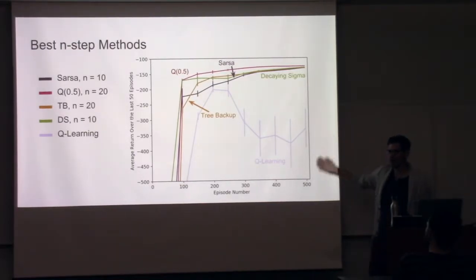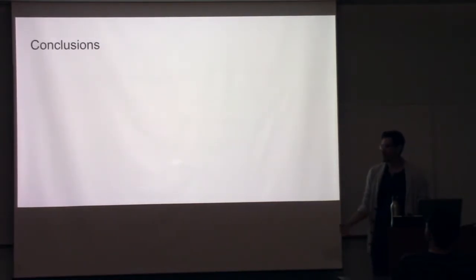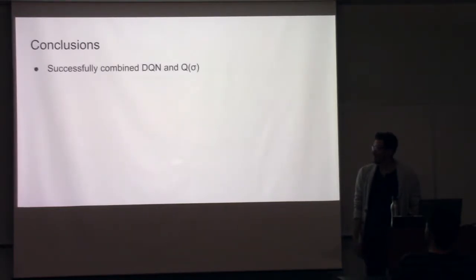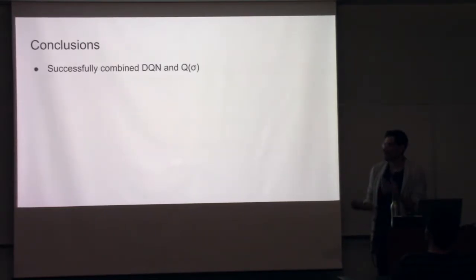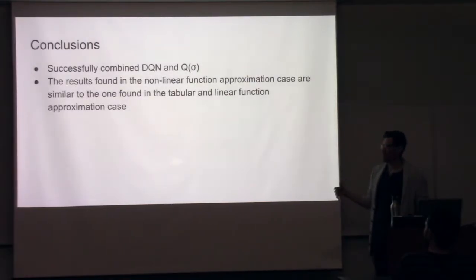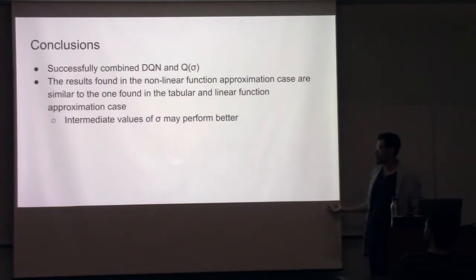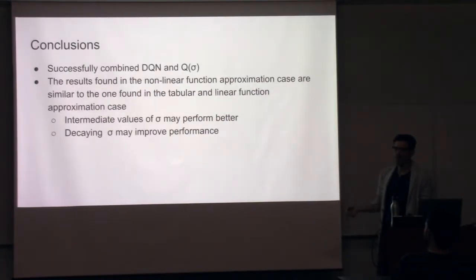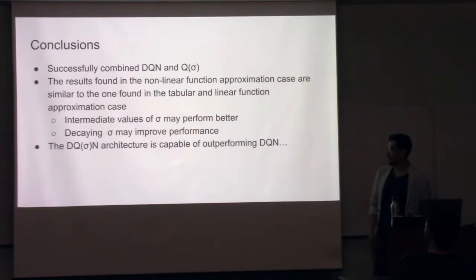Yeah, and this is all for the results. So in conclusion, I successfully implemented combined DQN and Q sigma, which is pretty useful. We find similar results in the nonlinear case as in the linear case and tabular case, and that is intermediate values of sigma sometimes perform better, and decaying sigma over time sometimes improves performance. And finally, the DQ sigma network managed to outperform DQN.